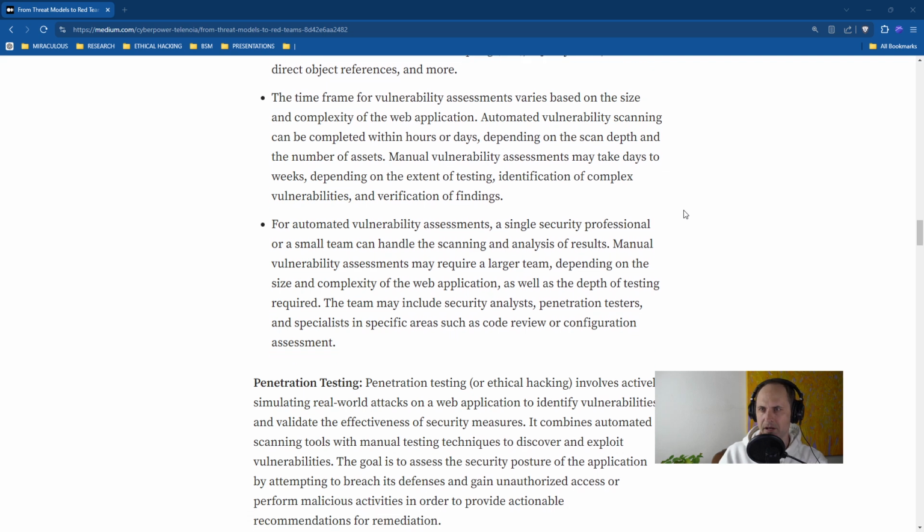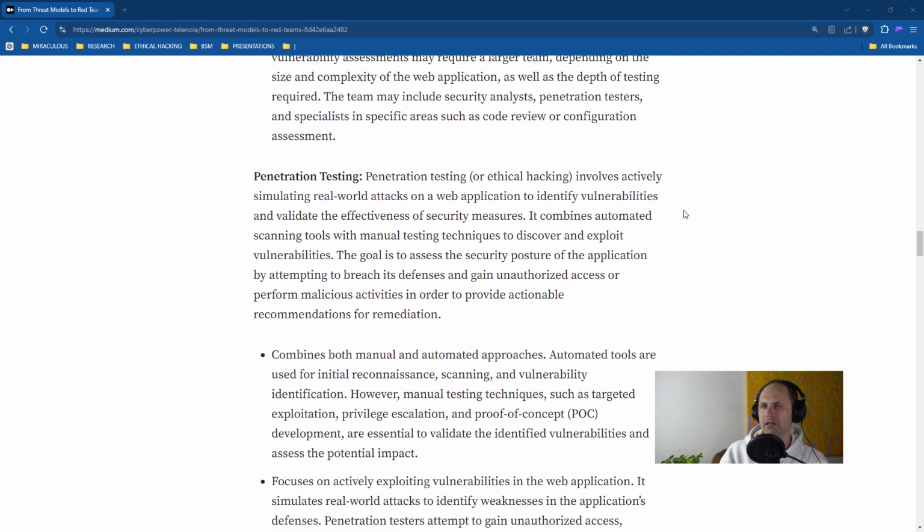Next up is penetration testing. Pentesting, or ethical hacking, involves actively simulating real-world attacks on a web application to identify vulnerabilities and validate the effectiveness of security measures. It combines automated scanning tools with manual testing techniques to discover and exploit vulnerabilities. The goal is to assess the security posture of the application by attempting to breach its defenses and gain unauthorized access or perform malicious activities in order to provide actionable recommendations for remediation.